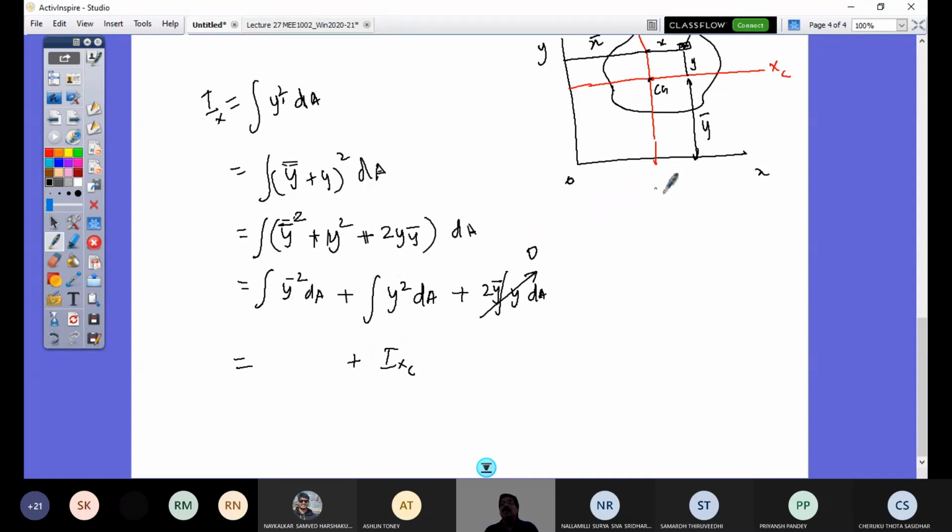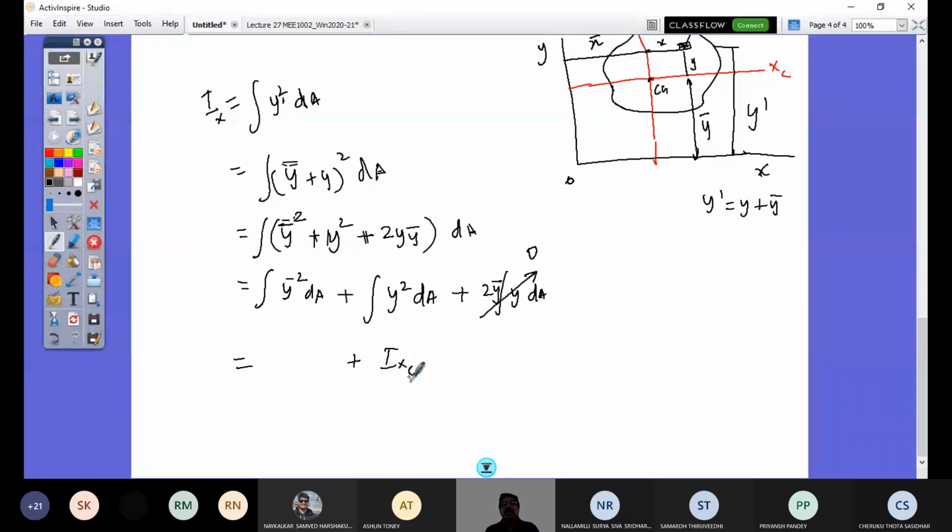And what is y bar squared? Y bar is the distance between these parallel axes. I have this x axis, and about this axis only I am writing it. Ix is about this reference axis. This distance is y dash, so I have y dash squared dA by definition. So y dash is defined by y plus y bar, and that is what I substituted here.